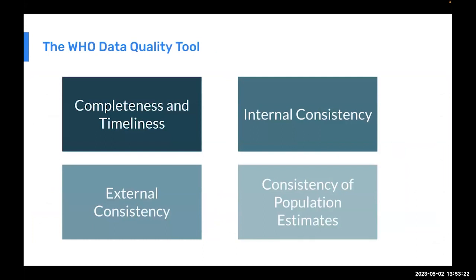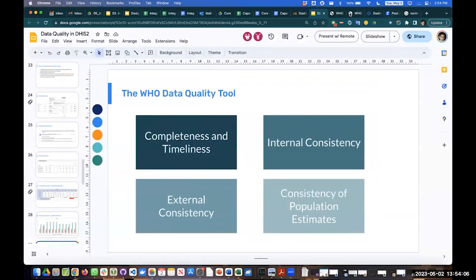Okay, so within the DHIS2 platform, we also have this additional tool, this WHO data quality tool. Olav at the back and on will have a lot of information on this as well. I'm just going to show a little bit of it so you can see what it looks like. There are four key measures that are identified within this tool. That is completeness and timeliness, which I think we all have generally agreed what that looks like. Internal consistency, which is comparing the data within your system that you're collecting. External consistency, where you're comparing data within your system with data outside of your system or collected via another process perhaps. And the consistency of population estimates.